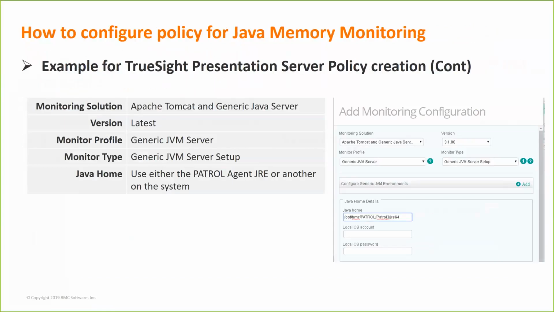As we go into the configuration, we'll select the monitoring solution, which is the Apache Tomcat and generic Java server. We'll get the latest version, and then select generic JVM server. After that, the monitor type is the only monitor type you can have. If you look at the bottom portion, it's talking about the Java home. You'll want to define the Java home. This will be for this configuration, so it'll be for both ports that we're going to monitor on the TSPS. So we'll go ahead and set the Java value here.